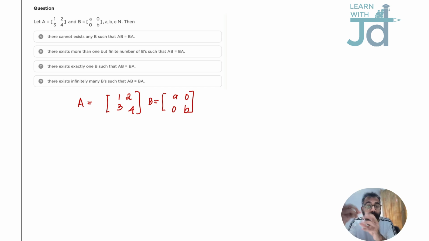That does not always happen, but in certain cases it does. So in that case they are saying that they commute each other. So what is the exact condition? How many such possible values for D do you have? So let's do it once. Let's do AB, A into B. 1, 2, 3, 4.